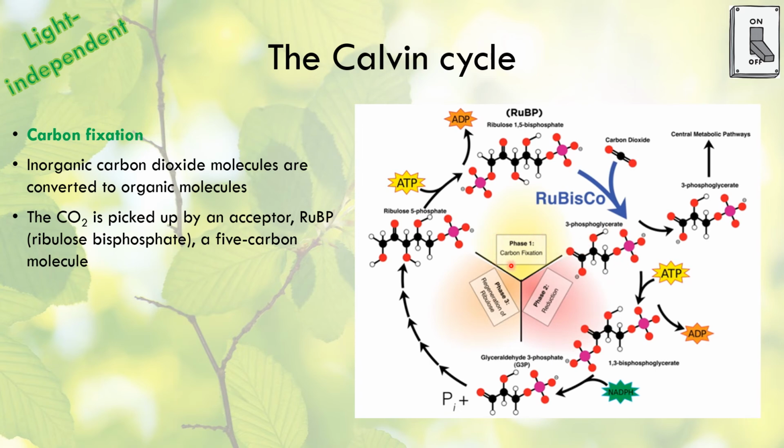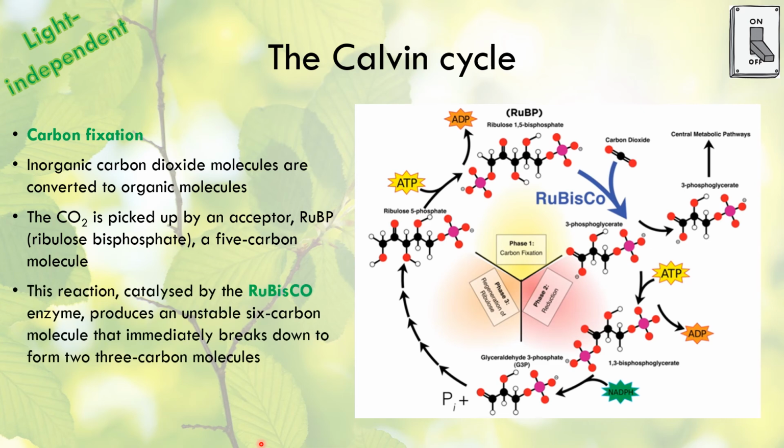And you can see here we've got phase 1, carbon fixation, phase 2, reduction, and phase 3, regeneration of the ribulose. We need to make sure that we've got this product back again so we can accept the carbon dioxide. This whole process goes around and around, and it's all driven by the enzyme Rubisco, so it's a really important enzyme in the whole process. The reaction is catalyzed by Rubisco, and it produces an unstable 6-carbon molecule that immediately breaks down to form 2 3-carbon molecules, these guys here.